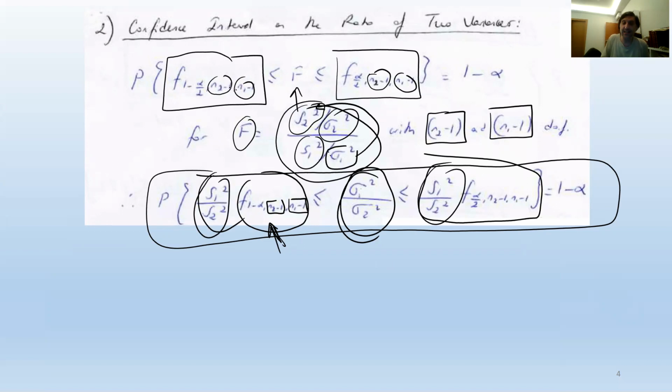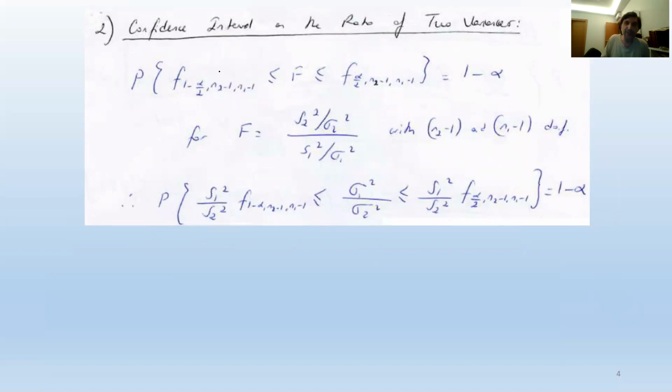And when you do that correctly, you end up with these degrees of freedom. So please be careful about this. It is n2 minus 1. However, here in the numerator, we have sigma square. So please be careful about the order of these.